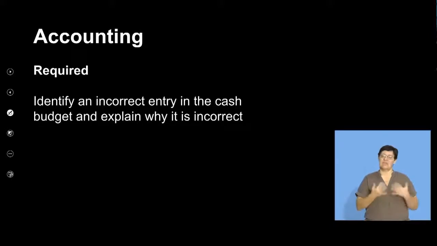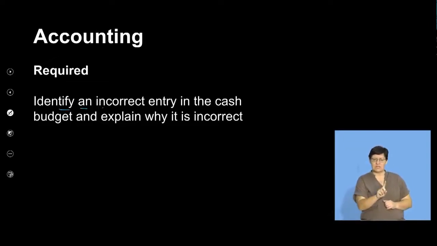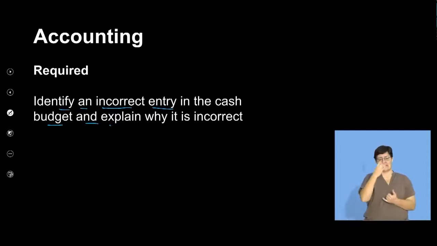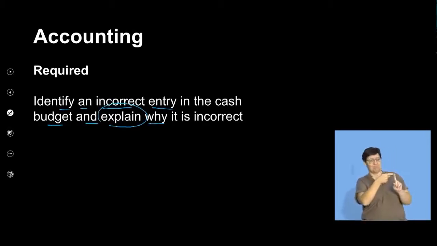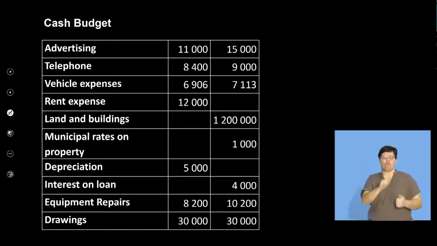Okay, we're now looking at a cash budget, and the question says, identify an incorrect entry in the cash budget and explain why it is incorrect. Okay, let's look at the information that we have. There's my cash budget. Let's go through all of these items so that we have a clear understanding of whether they belong there or not.